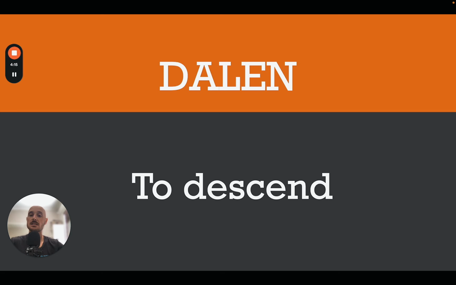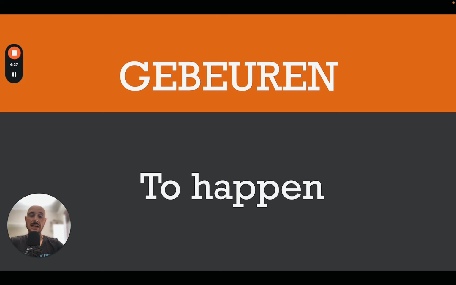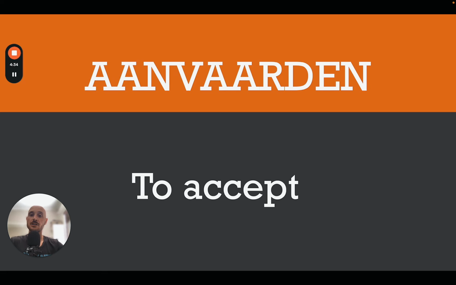Stijgen is to rise. And then of course, what comes up must come down, or what goes down must go up, is basically to descend, is dalen. Dalen is to descend. We continue, and if something happens, then we say gebeuren. Gebeuren is to happen. Another useful verb is to accept.